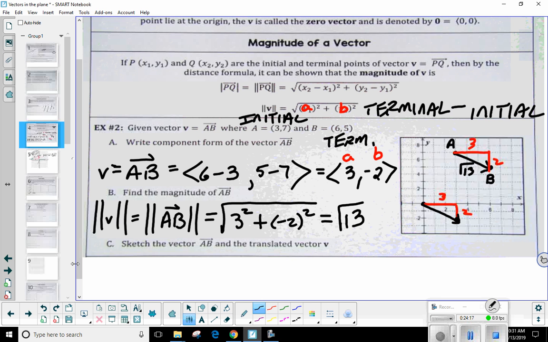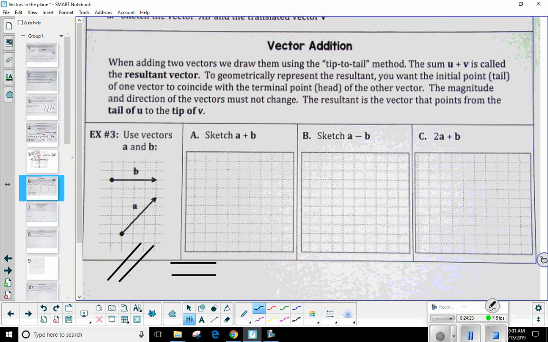Okay. No? Okay. The last thing we're going to get to today, because this is as far as first period got, I want to go ahead and show you vector addition graphically, and then tomorrow we'll pick up with the algebra portion of this. So when adding two vectors, we draw them using the tip-to-tail method. The sum u plus v is called the resultant vector. So when you add or subtract vectors, when you perform an operation, you're going to end up with some kind of answer. Okay, you're going to end up with a result. So we call that here the resultant.